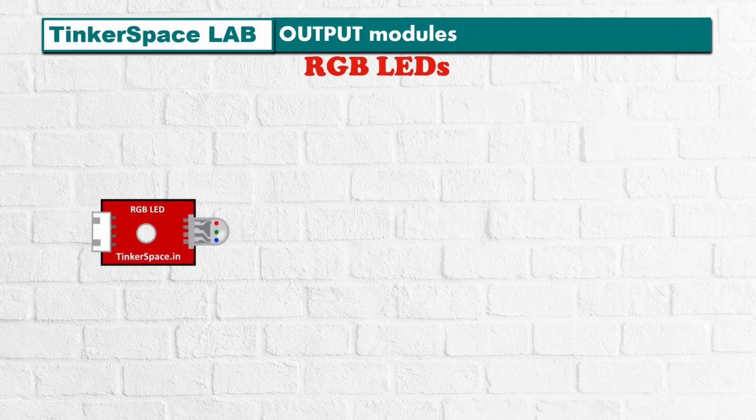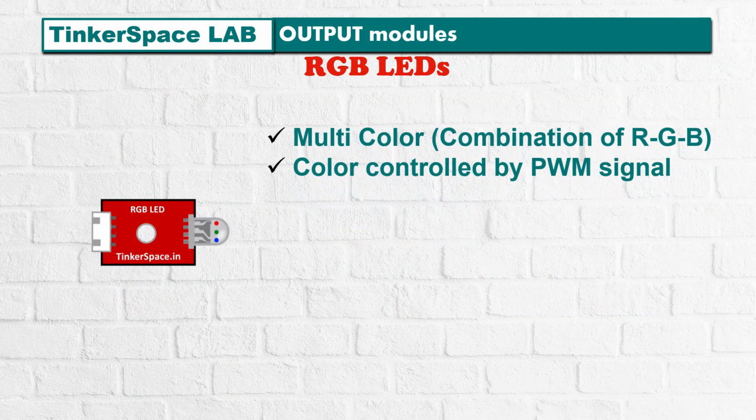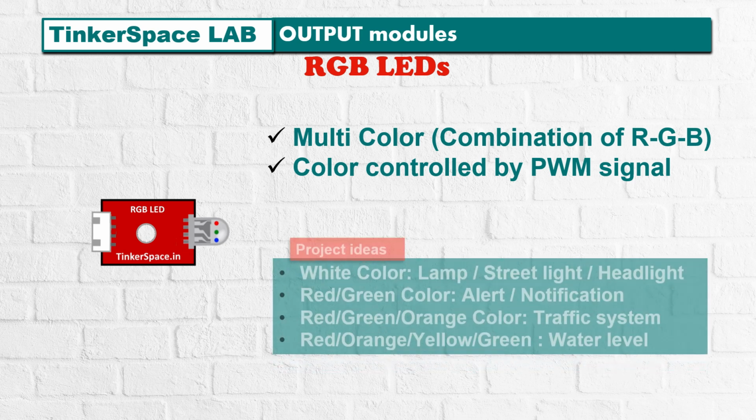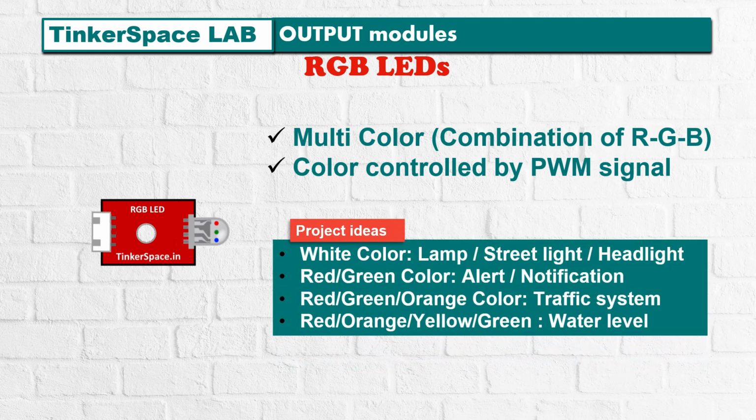RGB LEDs are special because they can emit multiple colors by combining red, green and blue light. How it works? By controlling the intensity of each color, red, green and blue, using PWM signals, you can create almost any color. These are great for making projects more visually appealing or informative. Example project ideas are white light for lamps or headlights, red, green, orange for traffic signals, red, orange, yellow, green for water level indicators in tanks.